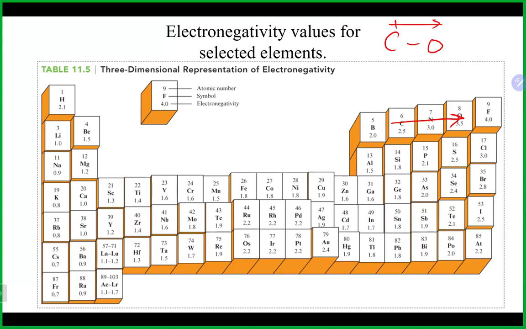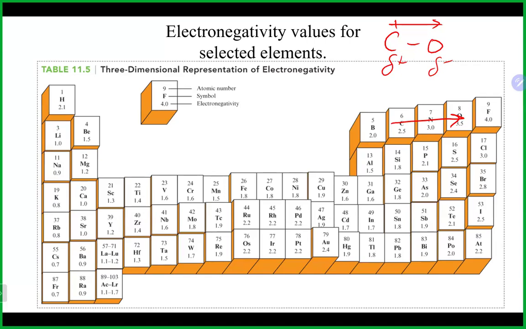It creates a partially negative charge on one side, which is more electronegative, and a partially positive charge on the other, which is less electronegative. So this guy would have partial positive charge, partial negative charge. And as we talked about last time, they are partial charges because there is still some aspect of sharing happening here. The electrons haven't fully transferred.